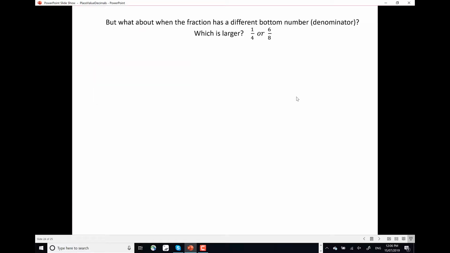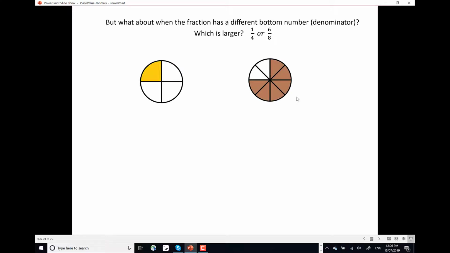But what about when the fraction is different on the bottom number? That is the denominator. Which is larger, 1/4 or 6/8? So we're going to use three different methods of representing these two fractions. First of all, we're going to draw a picture. Okay, so we've got the picture here, and we can see very clearly that 1/4, the yellow part, is smaller than the big brown part. So you can confidently say that the quarter would be eating up the 6/8.